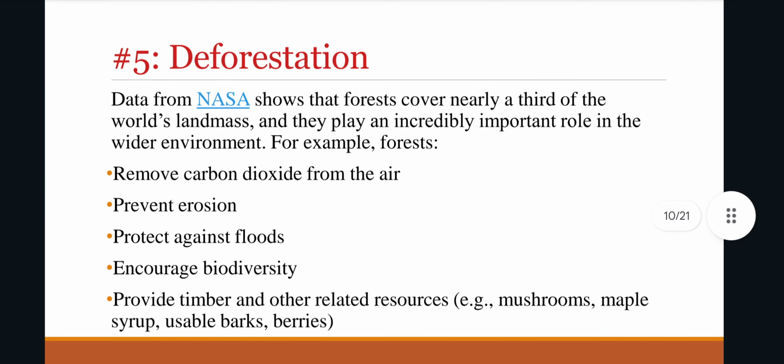Now, deforestation. The data from NASA shows that forests cover nearly one-third of the world's landmass, and they play an important role in the environment. For example, forests can remove carbon dioxide from the air, prevent soil erosion, protect against floods, encourage biodiversity, and provide timber and other related important engineering items, mushrooms, maple syrup, barks, berries, etc.